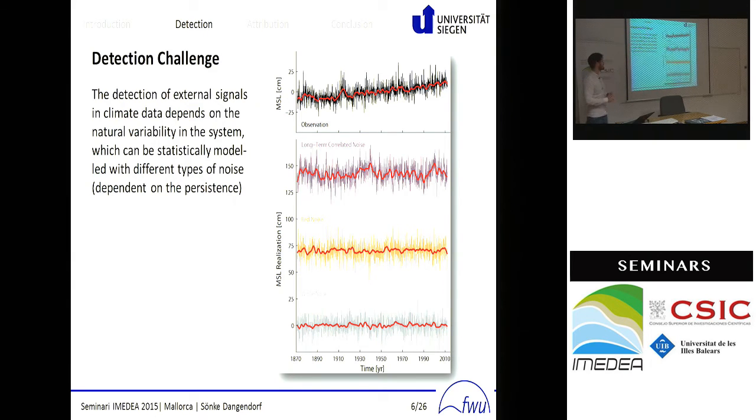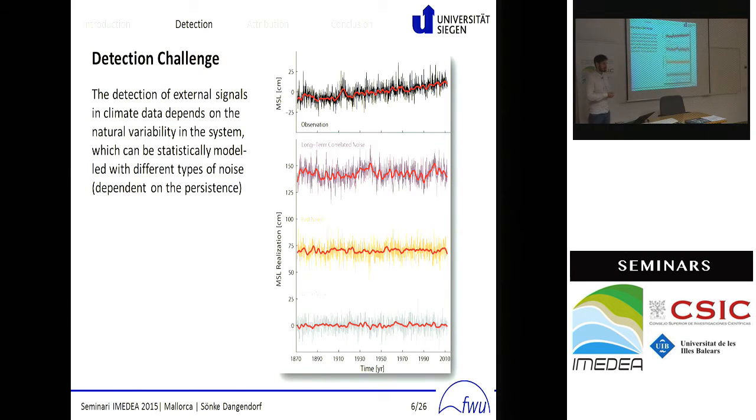The easiest way to characterize climate variability is to use a white noise process. A white noise process assumes that climate variability is a completely chaotic system. There is no persistence. Everything can happen, and you see this is just one example of a white noise process, a time series. It is very noisy, but there are not very many decadal features inside. So it changes very rapidly.